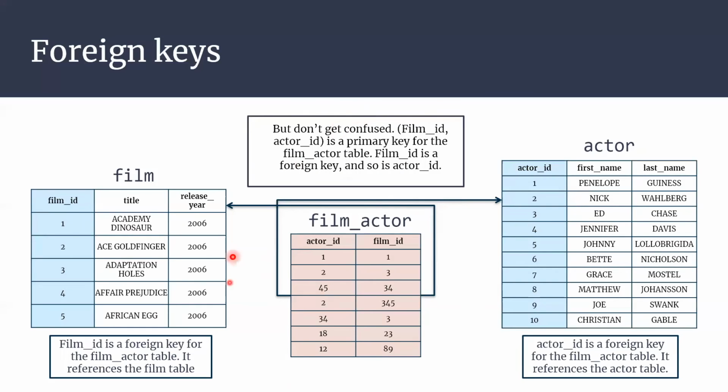Okay, and just make sure that you don't get confused. So the combination of film ID and actor ID, both of these columns together, that combination is the primary key for the film actor table. But individually, the film ID column on its own is a foreign key, and similarly, the actor ID column on its own is also a foreign key.